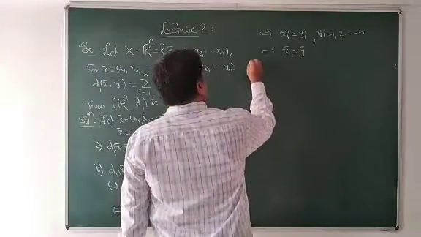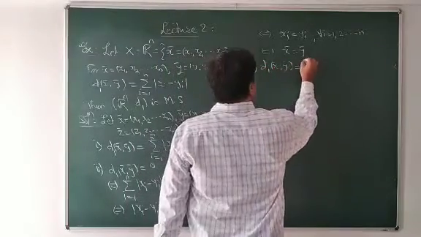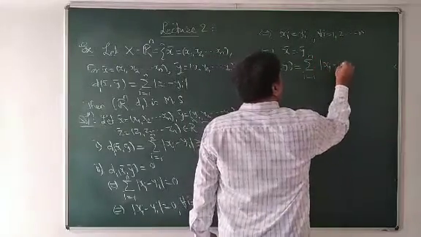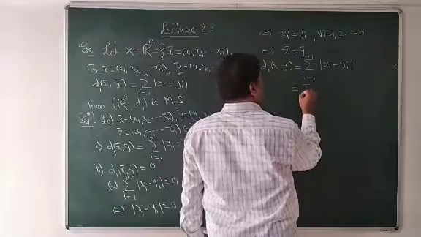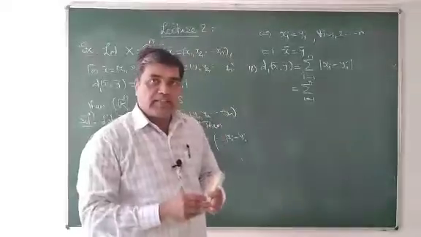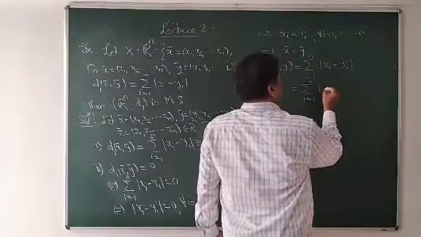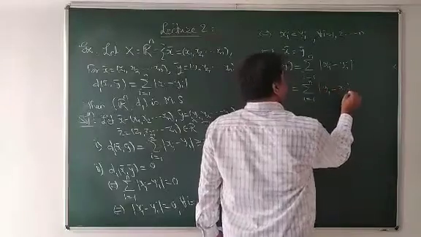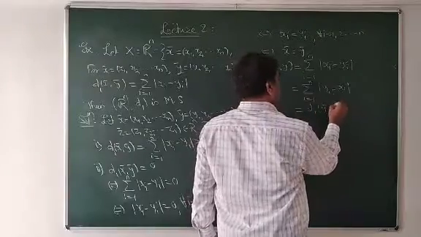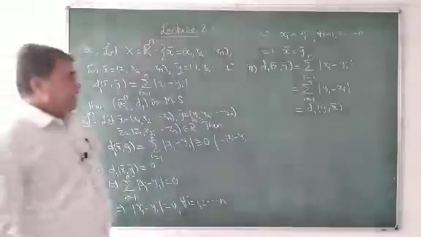Third, symmetry. d1 of x bar y bar is equal to summation i equal to 1 to n mod of xi minus yi. I can write this as summation of i equal to 1 to n. We know that mod of a minus b is equal to mod of b minus a. Therefore, this is the same as summation mod of yi minus xi. Then by definition of d1, this is nothing but d1 of y bar x bar. Thus, d1 satisfies the symmetry axiom.